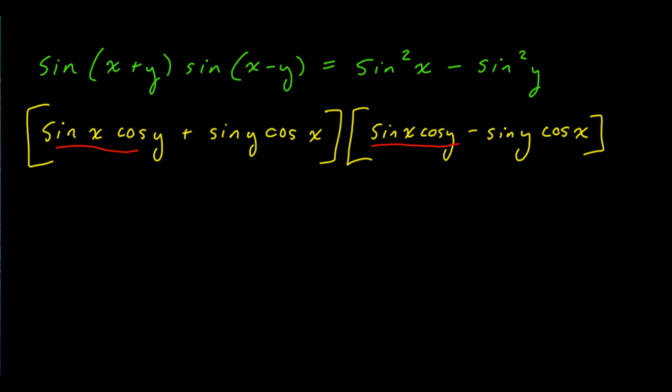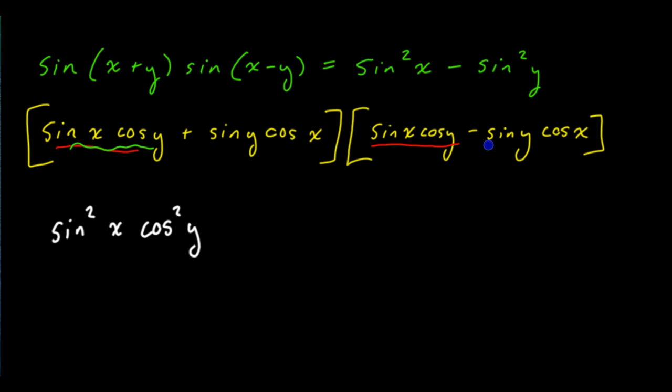So we'll multiply those two terms together. Sine x cos y times sine x cos y is going to give us sine squared x cos squared y, because sine times sine is sine squared, and cos times cos is cos squared. That's what the first times first in the FOIL would give us.